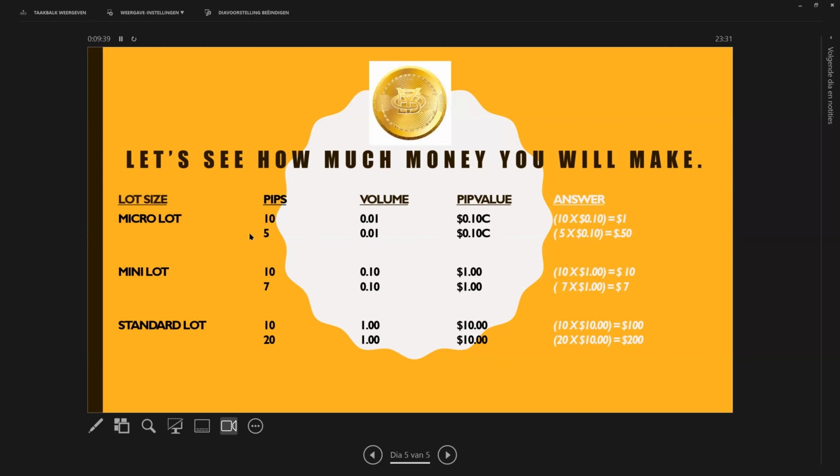And the same if we have 5 pips with the same micro lot with a volume of 0.01. The pip value is 10 cents. So it's going to be 5 by 10 cents, and we're going to have 50 cents. And like that, we're going to continue with the mini lot.